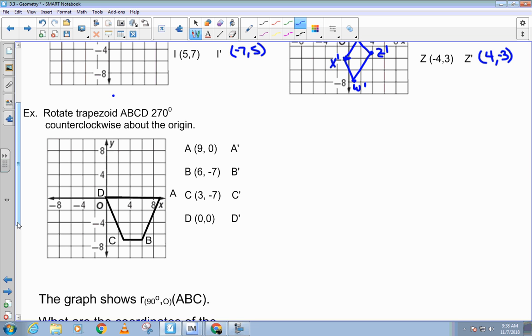Yeah. Alright. This one is rotate 270 about the origin, counterclockwise. And that is the same as what? 90 clockwise, or negative 90, right? Okay, what's the rule? You change the sign of the X and they switch places, right? Okay, so if that's the case, then A prime is going to be what? 0, negative 9. B prime is going to be what?